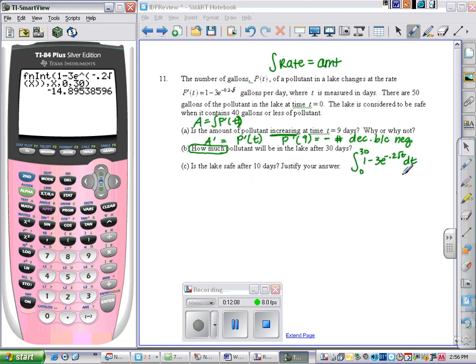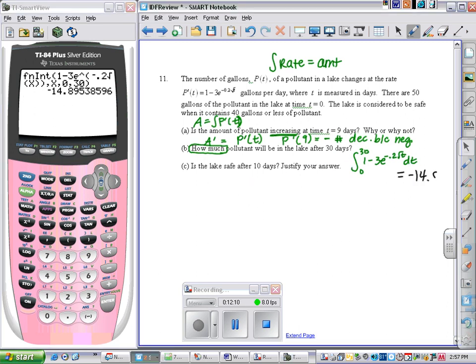Finally, we get negative 14.895, where the units were gallons per day, and then times day, because that's 2 times, so it's gallons. But it wants to know how much is left after 30 days. To start off, there was 50. So this represents the amount lost, so 50 minus 14.895 gives us 35.105 gallons.